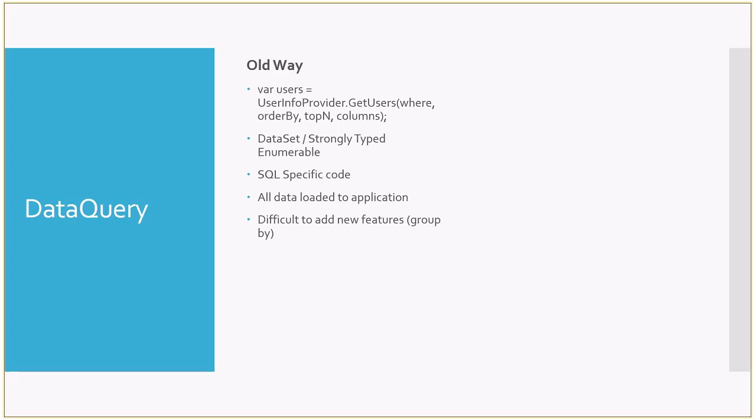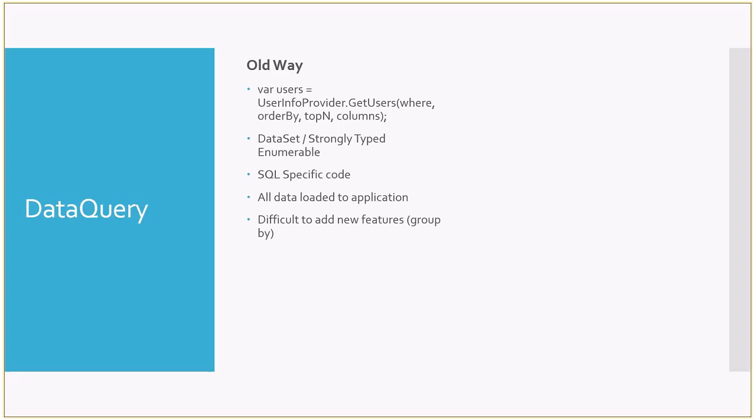And this is what you used to have to do. You'd have to call get users where you pass a where, an order by, a top with columns. So you'd have something like get users, where name equals Brian, order by first name descending, top one. That one could be whatever column you want. What this really returns is a data set or a strongly typed collection of enumerables. In this case, it would be user infos.